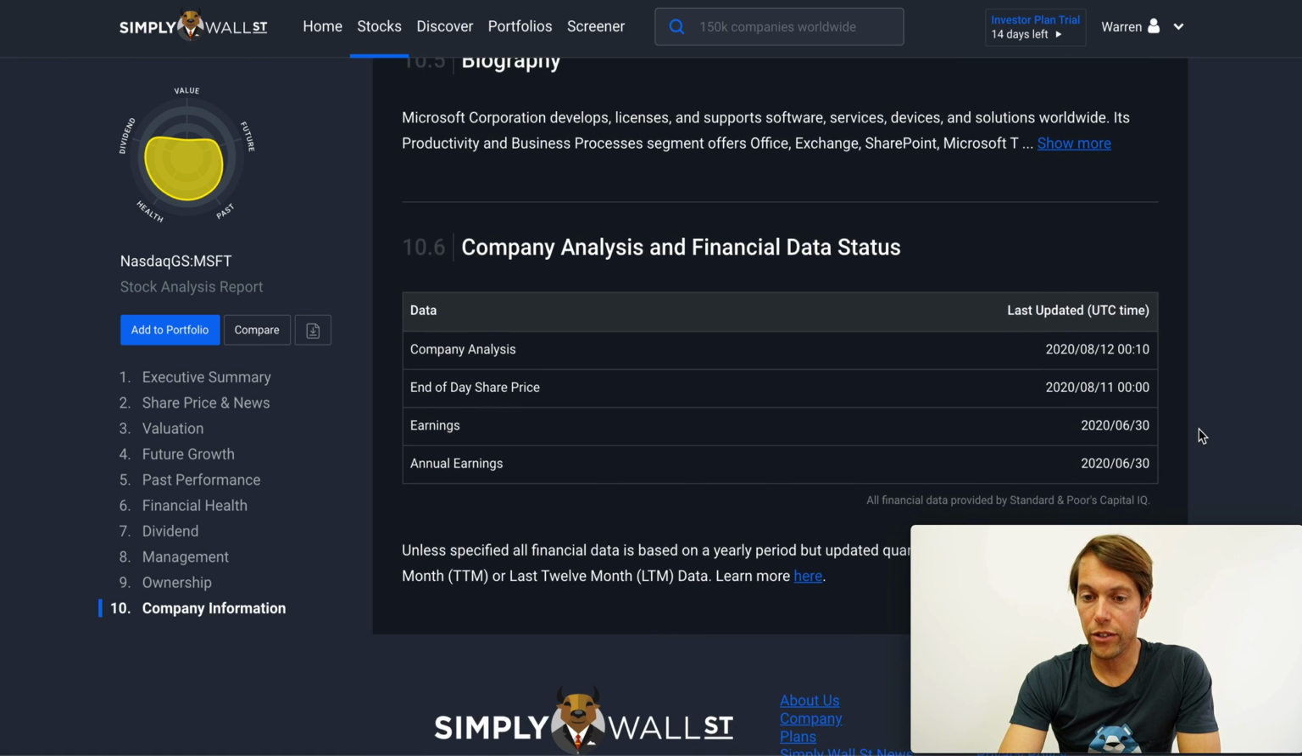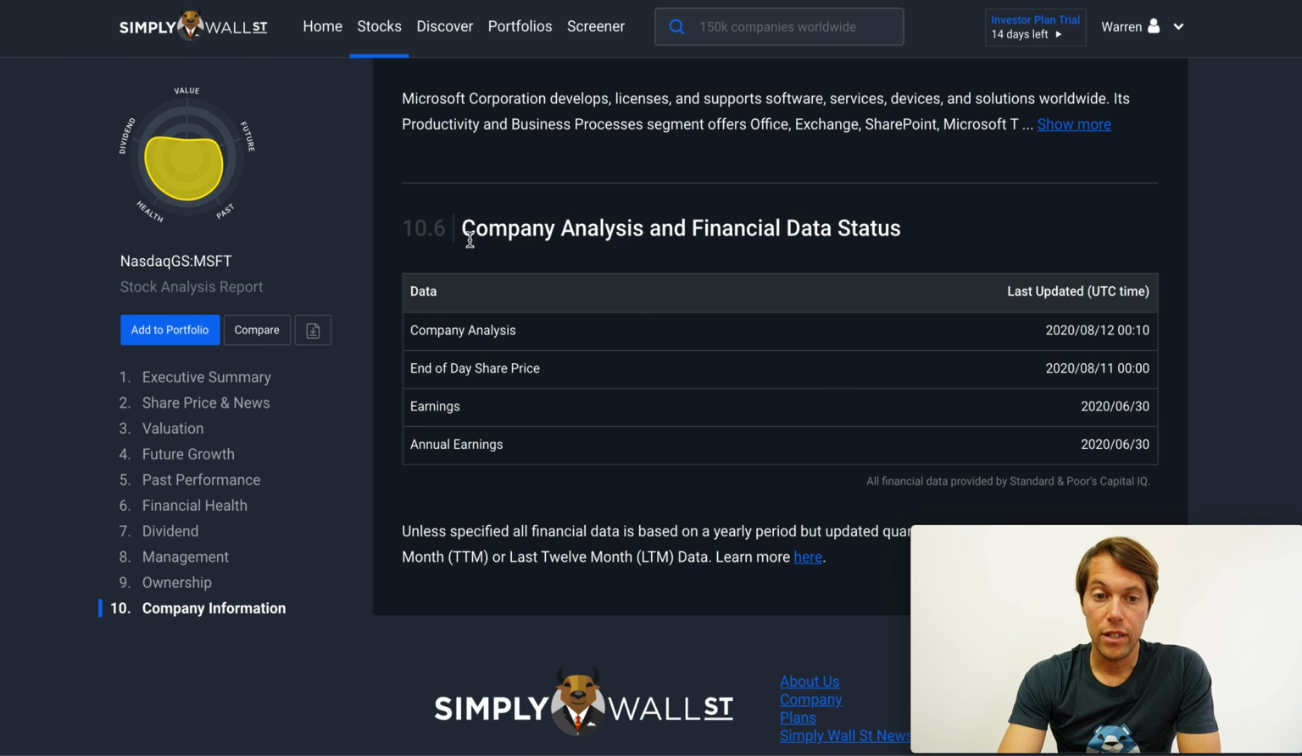And the final section I'm going to highlight for you is this one. What we're showing here is when the different data sets have been updated. We use end of day share prices at Simply Wall Street. So you can see here when they last came in. You can see when the last earnings update was and when the last annual report was. So this one here would be quarterly. And then, like I said, we update these reports daily, so you'd be able to see that exact time here when we last updated that report.